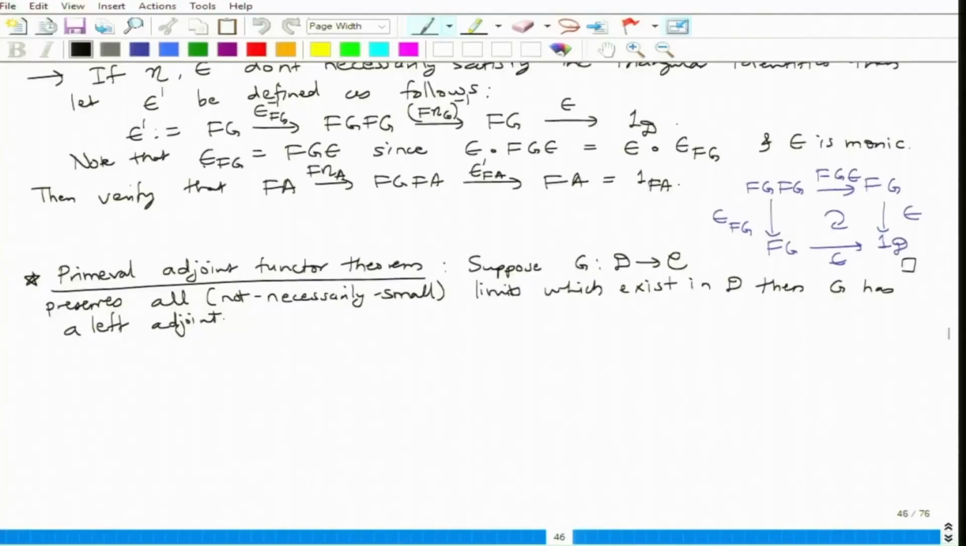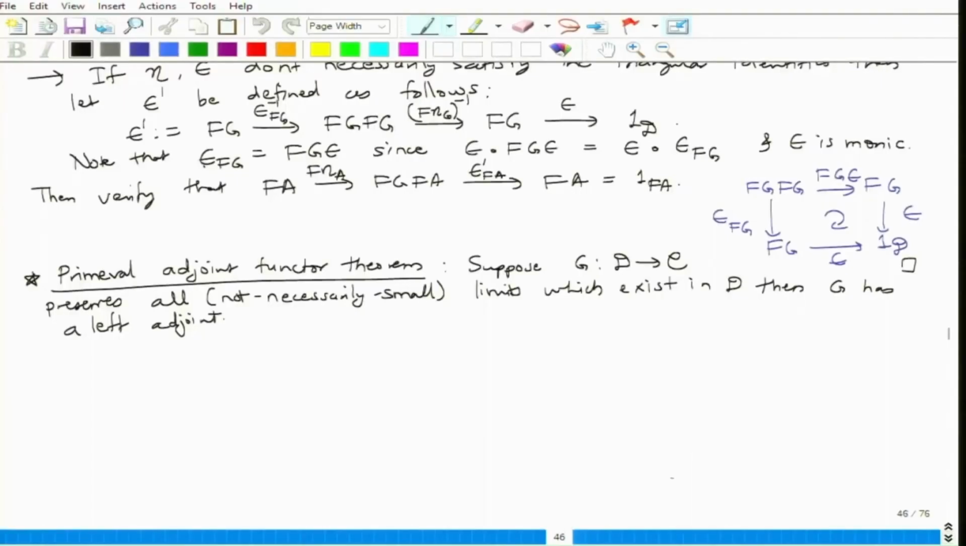So it starts with this: if a functor has the property that it preserves all limits which are present, then obviously it should have a left adjoint, because we have seen one implication of this, which is very easy, but the second implication is what we are interested in. However, for this we have to give up our set theoretic constraints. This theorem states that suppose G from D to C preserves all limits, not necessarily small limits, then G has a left adjoint.